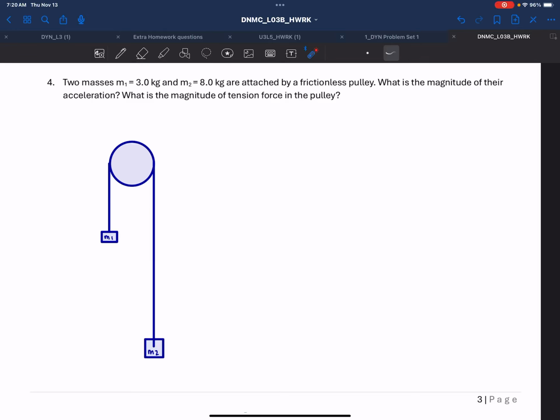In this video, we'll look into a pulley question. This is for grade 11 physics, Ontario curriculum. Let's get started by reading the problem first.